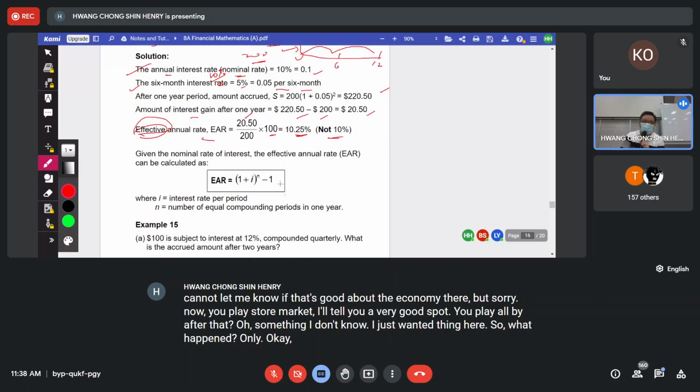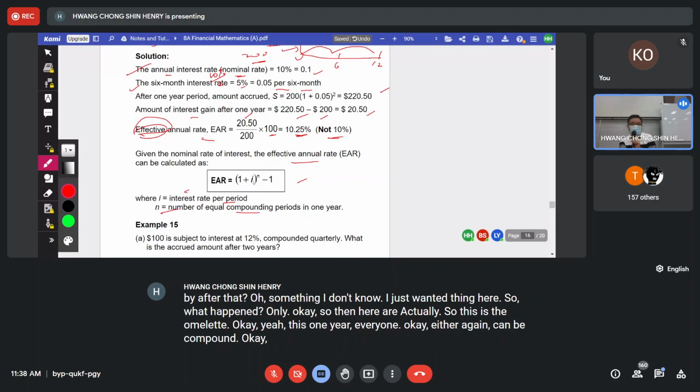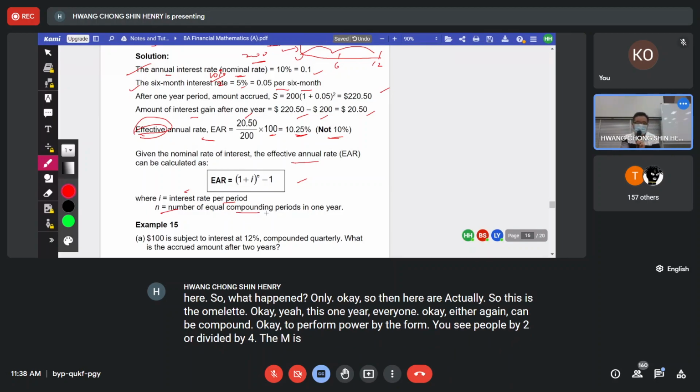Okay, so the EAR actually is given by this formula: (1 plus I) to the power n, minus 1. So this is the formula to calculate EAR based on 1 year. I is the interest rate per period, again subject to compounding, but just now we saw divided by 2 or divided by 4. The n is the number of equal compounding periods in 1 year.